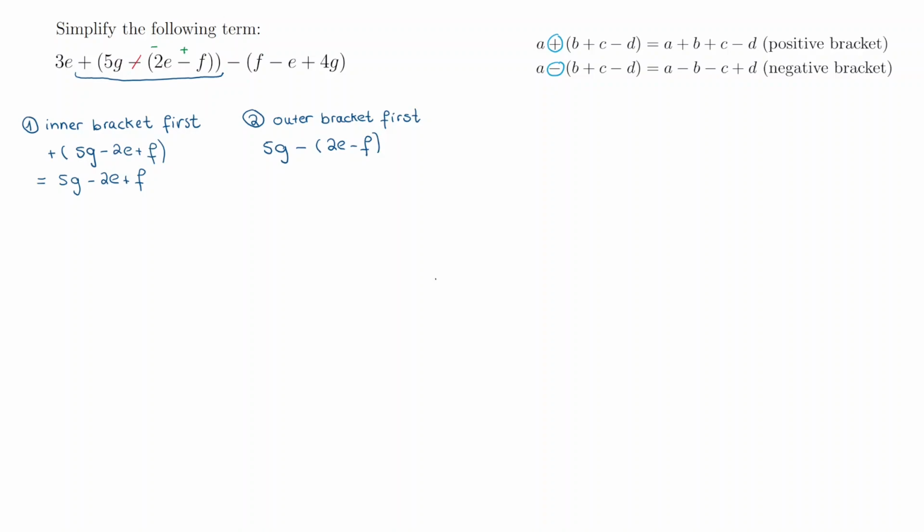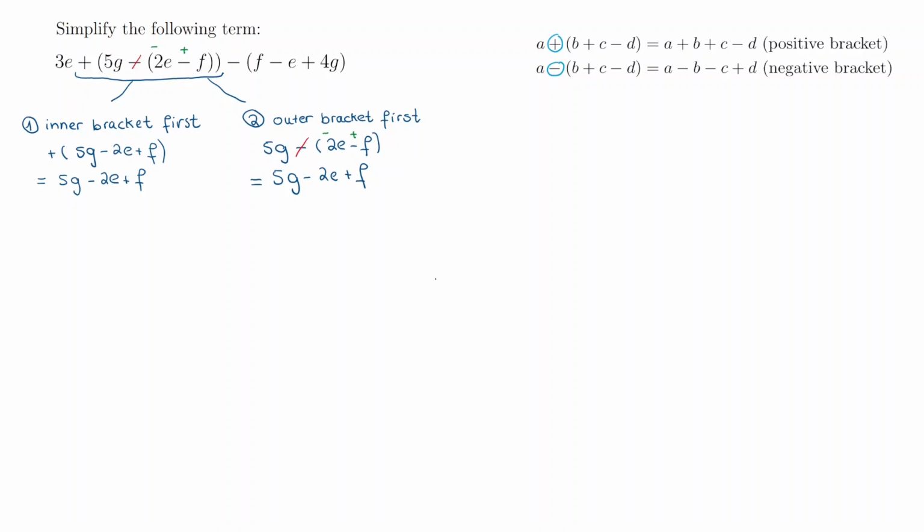And now we continue with the inner bracket. So we have here our minus sign. Same rule as we did earlier: throw away the sign, change the signs inside, and just write it down. So that would be 5g minus 2e plus f. Okay, so we see the results here are the same. It doesn't matter in which order you eliminate the brackets. What I do and what I would recommend is to start with the inner bracket first, but it really is up to you. It leads to the same result.